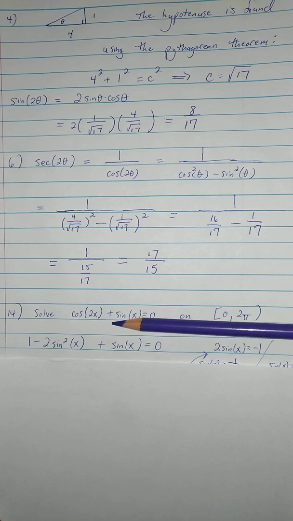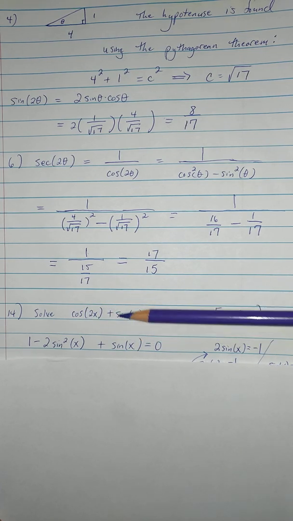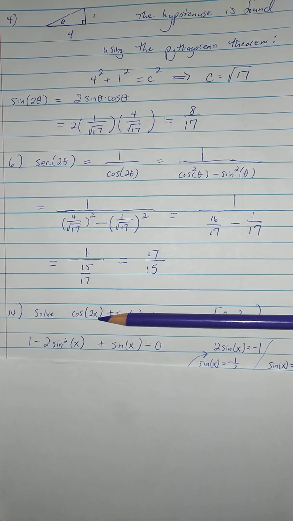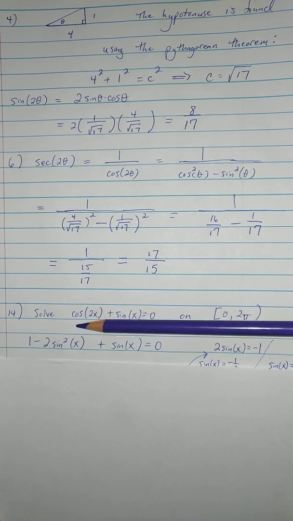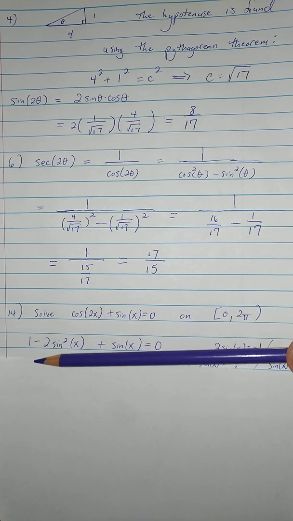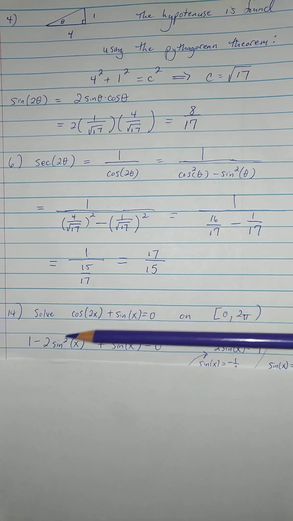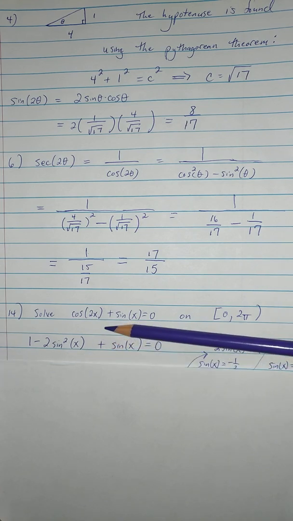getting one trig function. So what I did was I went back to the original formulas, and if you'll either rewind and replay this video or look at your notes or textbook, one of the identities for cosine of 2x is 1 minus 2 sine squared x. So I made that substitution right there. Cosine of 2x is 1 minus 2 sine squared x. Then plus sine x equals 0.